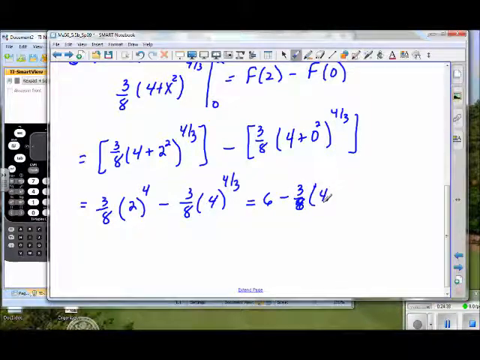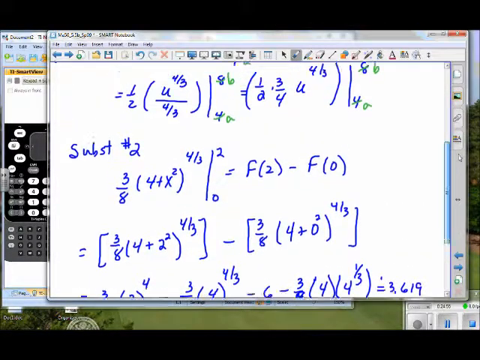Times 4, and then this would be the 4 to the 1/3, or the cube root of 4. If you take the approximated value of that, it would come out to be 3.619. Now again, don't lose track of what we can do with this.